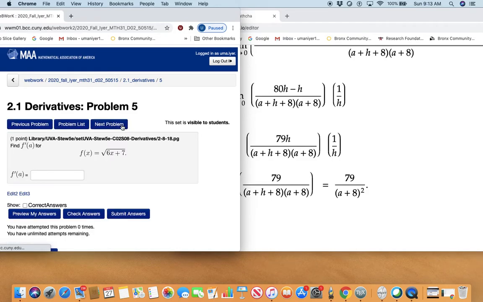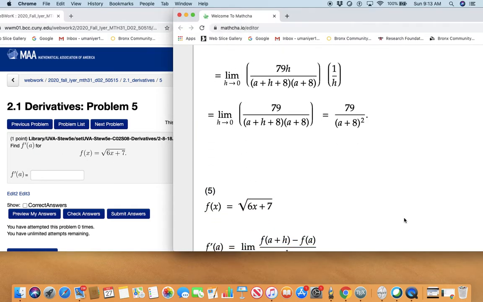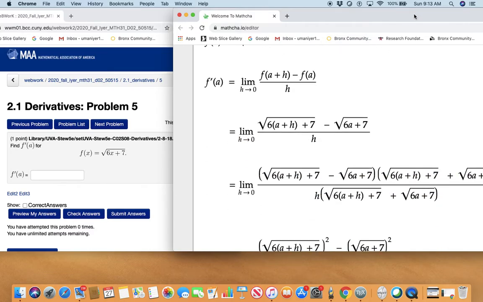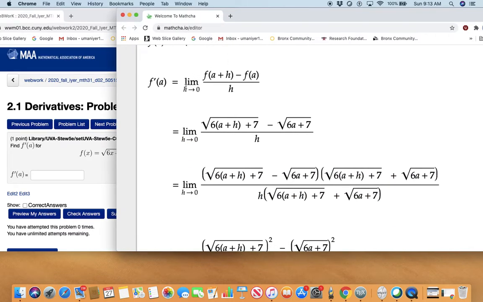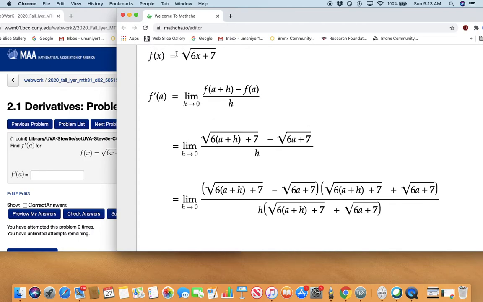Next. Find the derivative when f of x is square root of 6x plus 7. Well, again, the same definition. The derivative is the limit as h approaches 0 of f of a plus h minus f of a over h. My function f of x is square root of 6x plus 7, so I'm going to substitute a plus h where I see x.